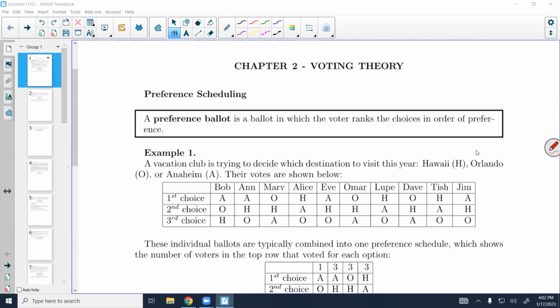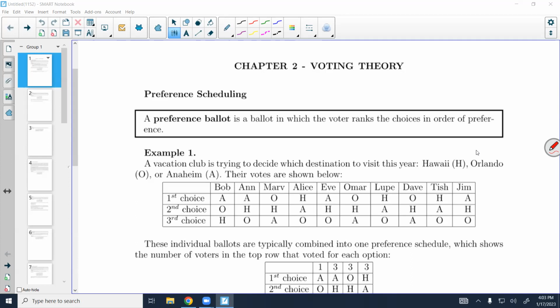So we have something called a preference ballot. A preference ballot is a ballot in which the voter ranks the choices in order of preference. So you don't just, like we do in presidential elections, pick one person. You say, okay, I want this candidate first. This one is my second choice. This one's my third choice. This one's my fourth choice, and so on.